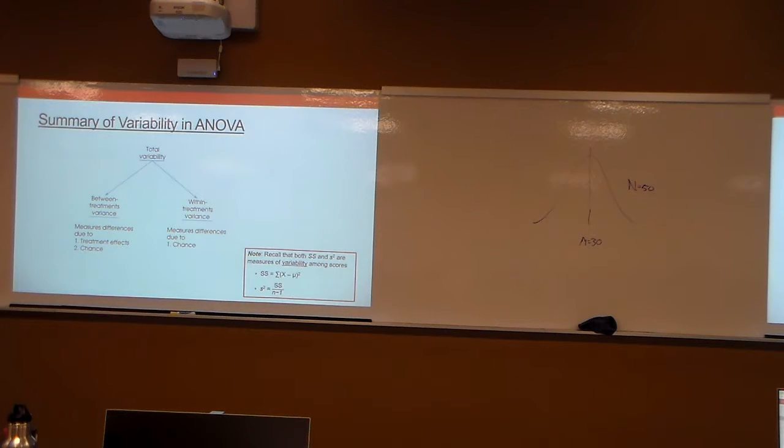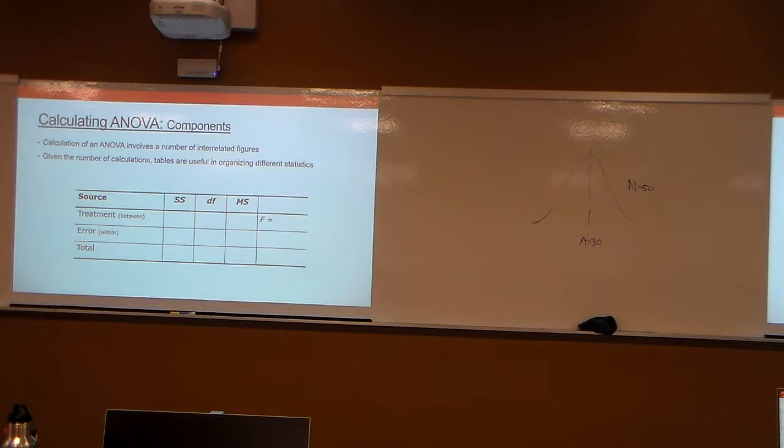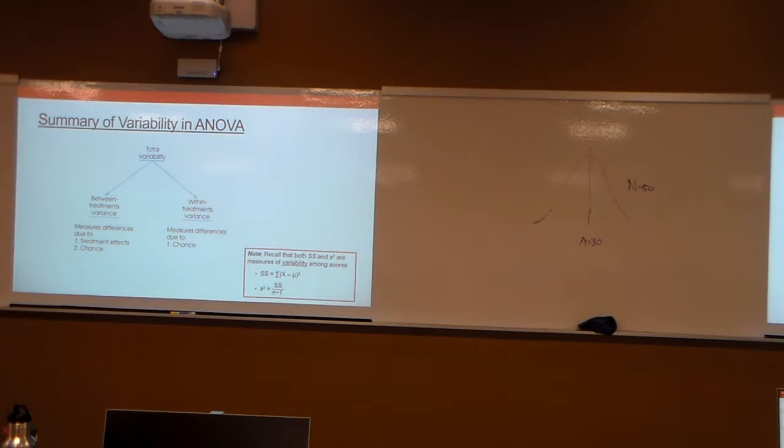So one thing before we get into the next piece: going way back to the beginning, remember that our sum of squares and our variance are all just measures of variability across scores, right? Sum of squares is the sum of squared deviations from the mean. If I'm talking about a deviation score, what am I talking about in terms of deviation score?